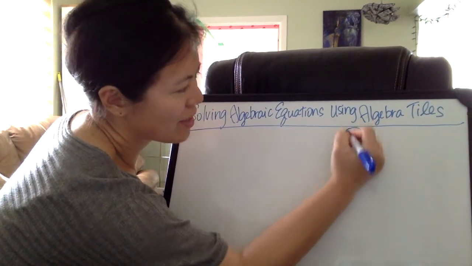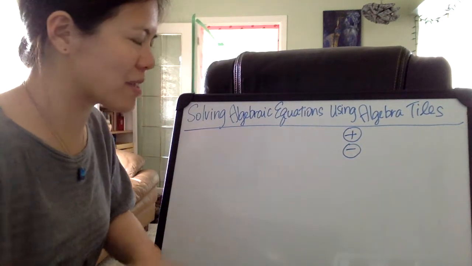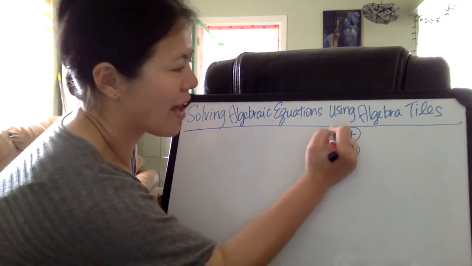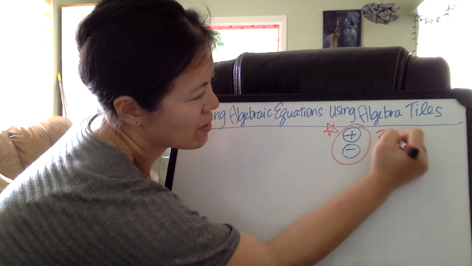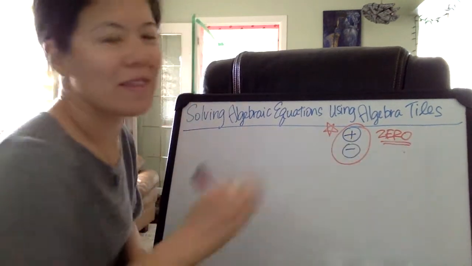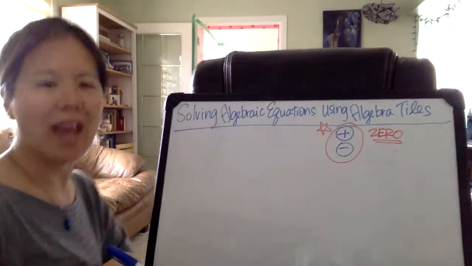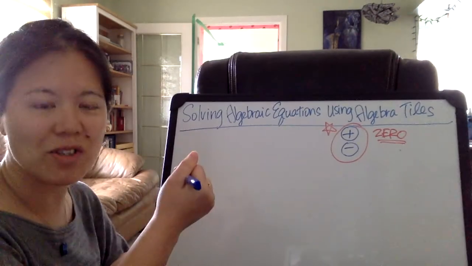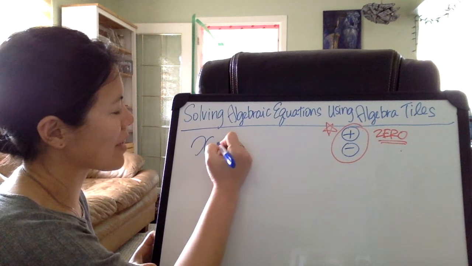So +1 and -1. And the super important part is when we have these two together, that's 0. This is very important. Okay, so how can we use algebra tiles to solve algebraic equations? Let's say, what if we have something like this?